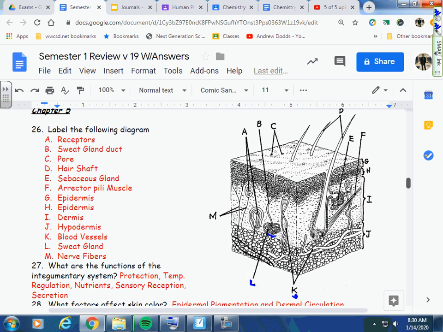So B is the sweat gland duct going up to the surface. C, the holes in the surface are pores. D is just pointing at the hair or hair shaft. E is the sebaceous gland. That's the large gland. It's attached to the side of the hair follicle. I didn't label one on here, did I? F is pointing at the erector pili muscle.